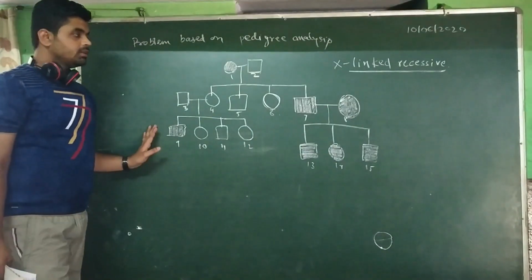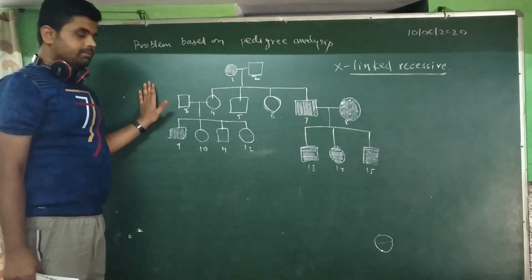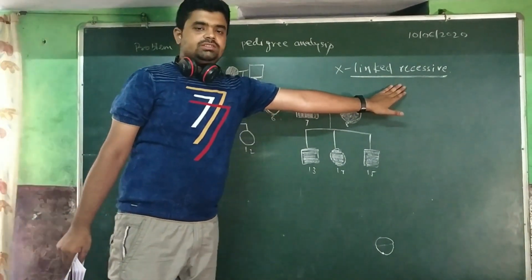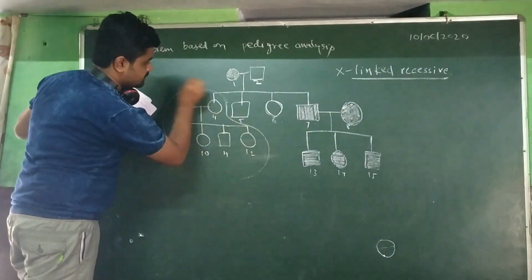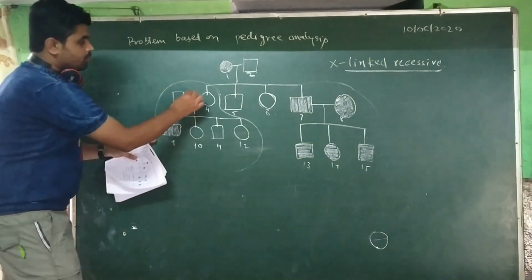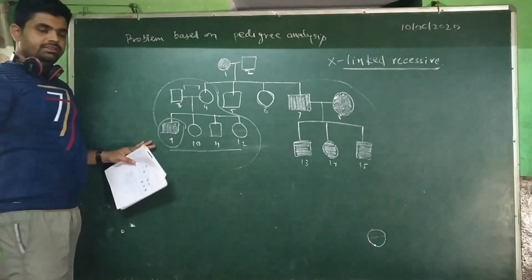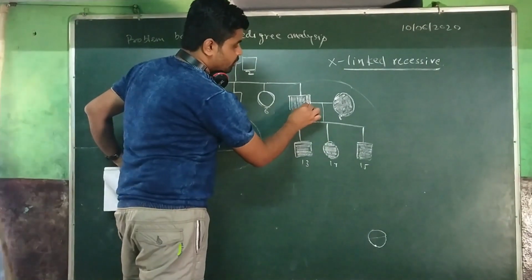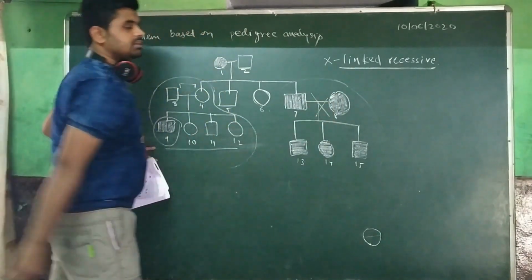The last type of problem based on pedigree analysis is shown here, and it is an X-linked recessive genetic disorder. Here there are two different stories. This one and this one. In this case, both parents are unaffected and their first child, a male child, is affected. It means the female may be a carrier. And in this case, both parents are affected and all their children are affected. And this is a different story.